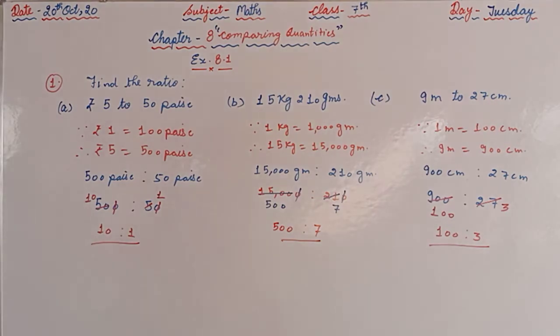As you have seen, first of all we are supposed to make the given quantities, means we are supposed to change their units if the units are not the same. Afterwards only we can compare them and we can find the ratio.